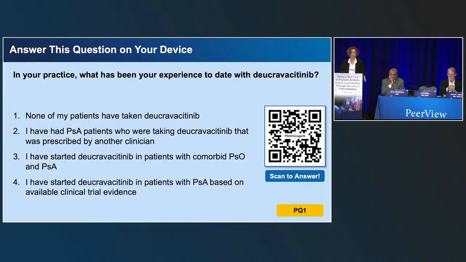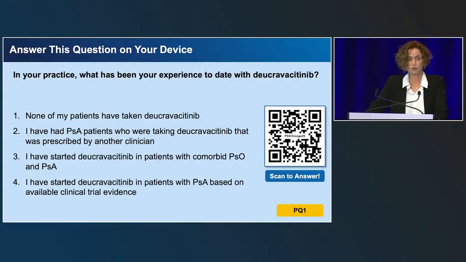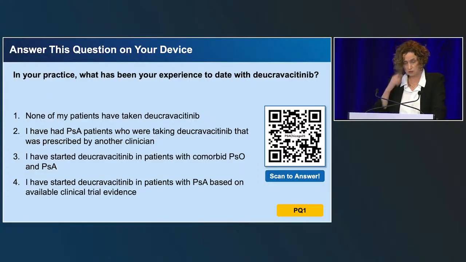So this is the first poll here. In your practice, what has been your experience to date with deucravacitinib? One is none of my patients have taken deucravacitinib. Two, I've had PsA patients who were taking deucravacitinib that was prescribed by another clinician. Three, I've started deucravacitinib in patients with combined comorbid PsO and PsA. And the fourth is I have started deucravacitinib in patients with PsA based on available clinical trial evidence. So please go ahead and vote.